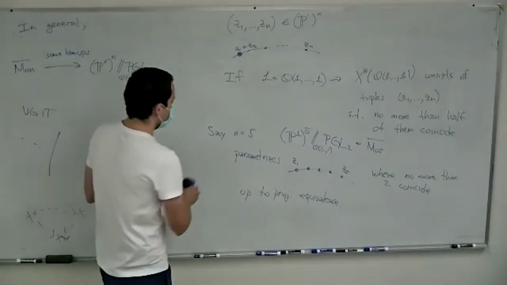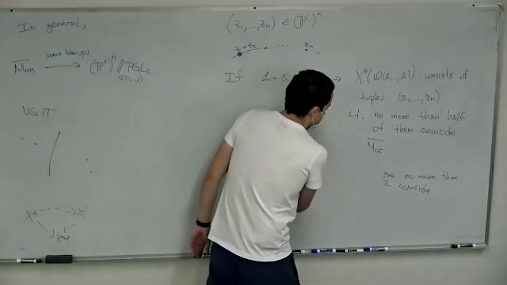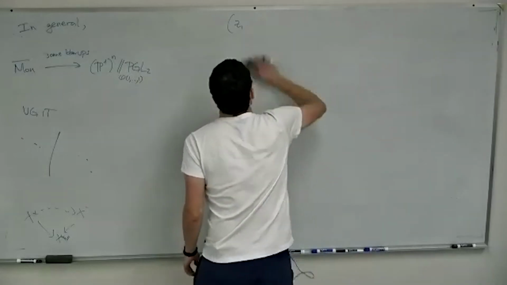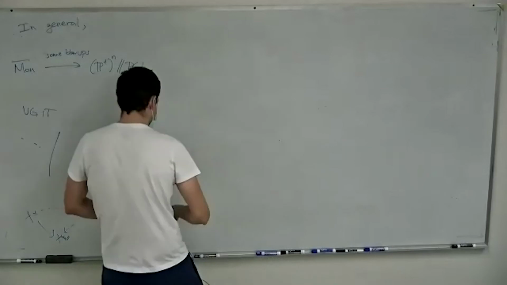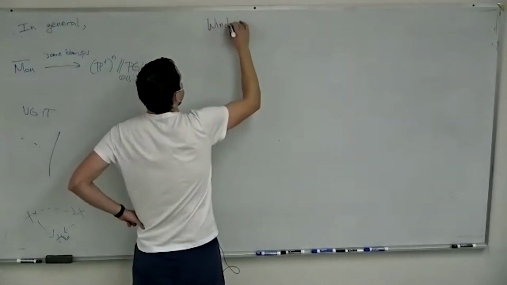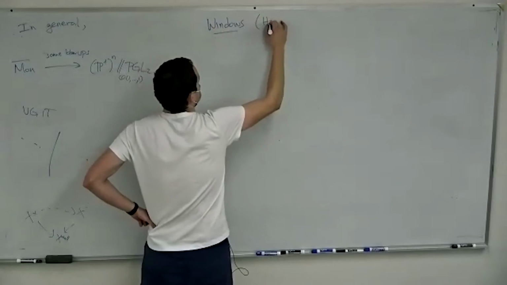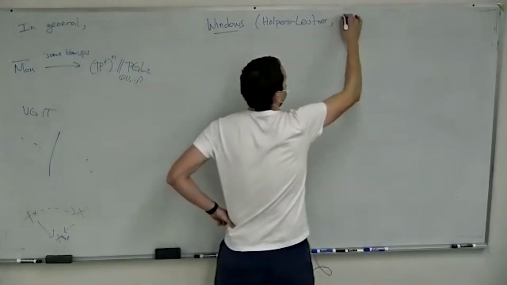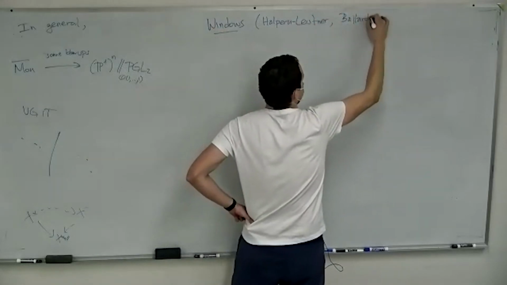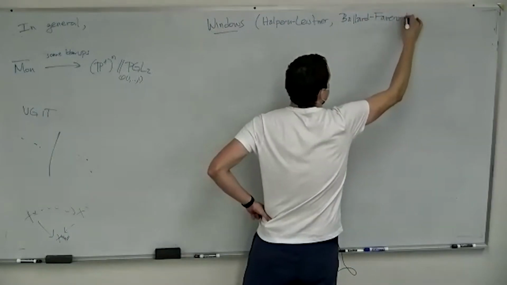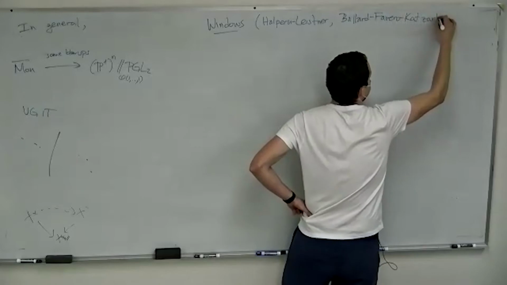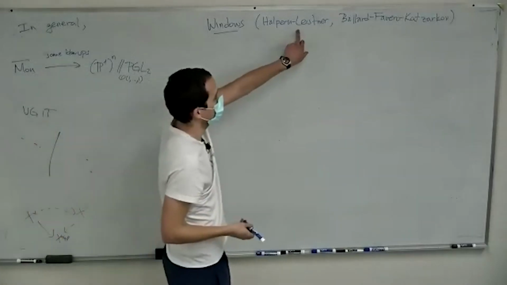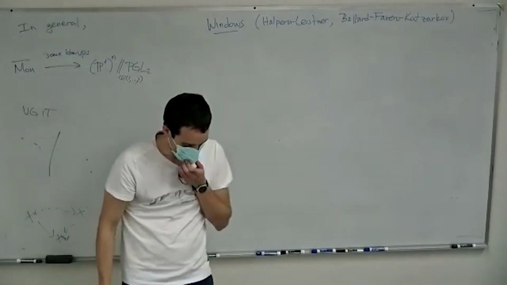This is where the windows come in, and this is a series of theorems by Halpern-Leistner and Ballard, Favero and Katzarkov, which they discovered around the same time. By the way, Halpern-Leistner is only one person with a hyphenated last name.